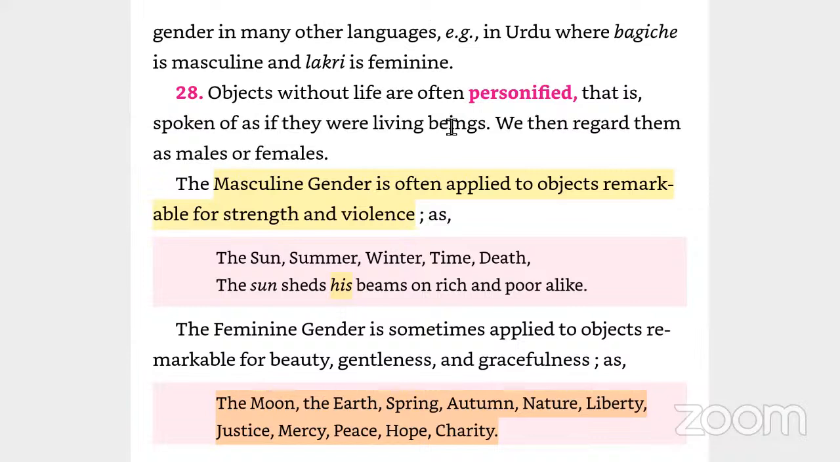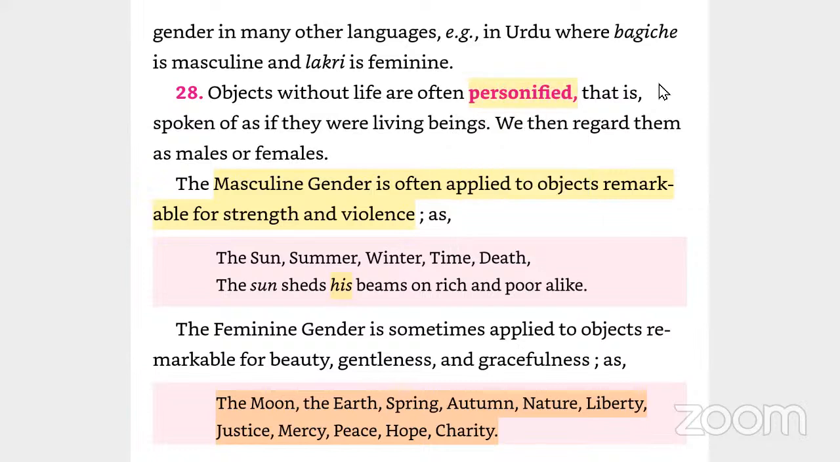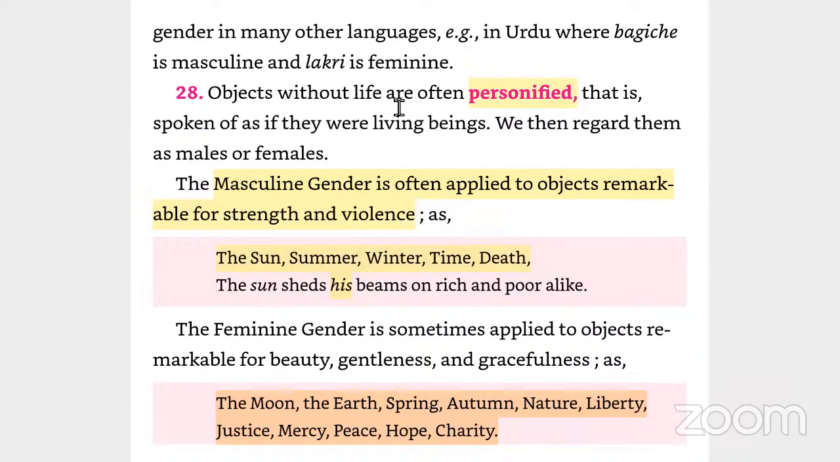So you need to remember, objects without life sometimes are personified. What do you mean by personified? Personified means converting them into a person. Example, look at the sentence. The sun, summer, winter, time, death. In these cases, they are considered to be masculine gender. They can be personified as a masculine gender when the writer wants it.